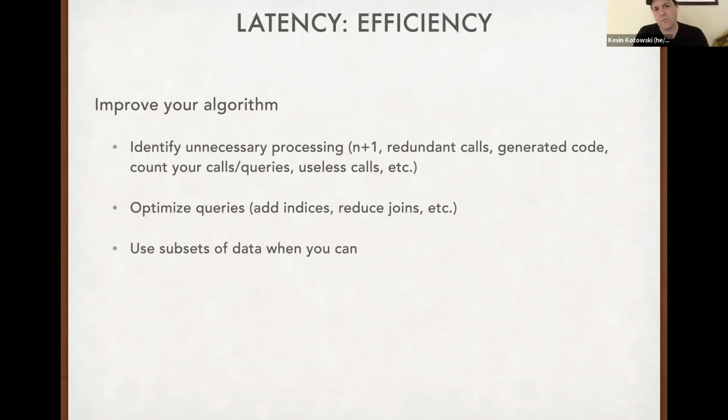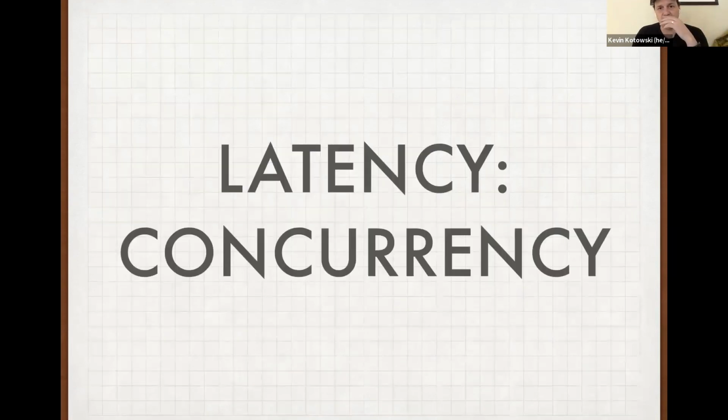for latency efficiency, you can improve your algorithm. You can identify unnecessary calls, N+1 stuff. N+1 stuff also creates network hassle. Redundant calls, generated code, count your calls, queries. You can optimize your queries. You can add indices. You can change the queries themselves to reduce joins. You can use subsets of data when you can.